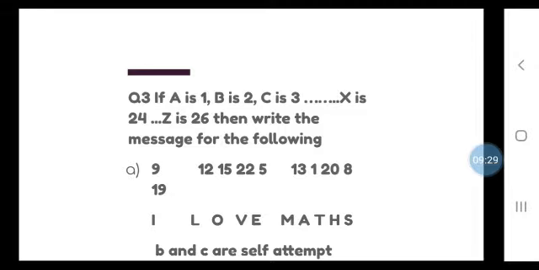Then 13 stands for M, 1 stands for A, everybody knows it, 20 stands for T, 8 stands for H, and 19 stands for S. So what is the message which is secretly kept in these numbers? I love maths. So dear children, B and C are your self-attempt questions. Remember, A stands for 1, B for 2 and so on.